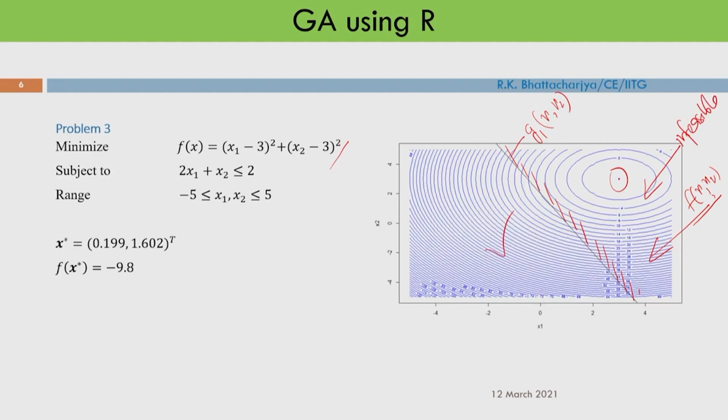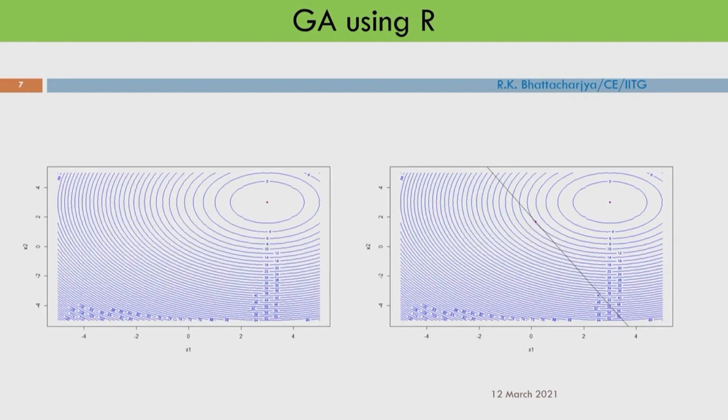So, if I find the minimum point, the solution should be somewhere here. I have shown the solution here: the solution is 0.199 and 1.602, that means x1 equal to 0.199 and x2 equal to 1.602, and the function value is minus 9.8. So, that is the minimum function value. I have shown you the solution here.